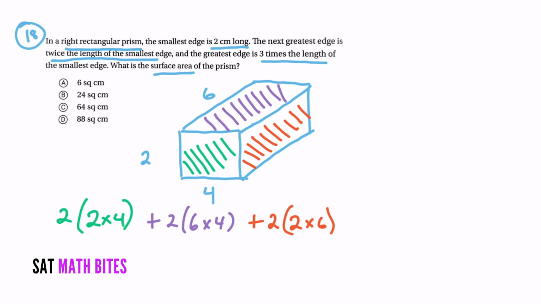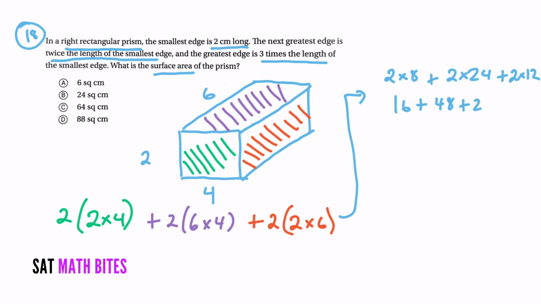So just work this out. That would give me 2 times 8 plus 2 times 24 plus 2 times 12, which would be 16 plus 48 plus 24. And if you add those all together, you would get 88 square centimeters because we're in centimeters. So the answer here would be D.